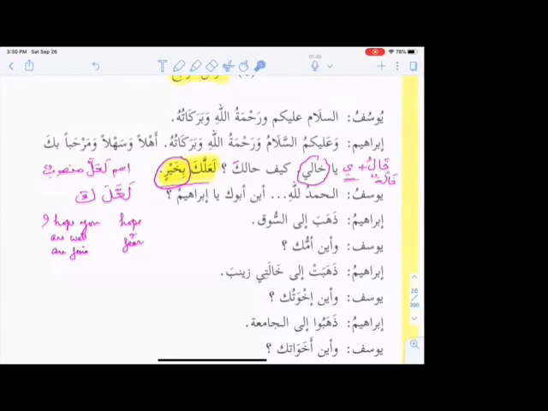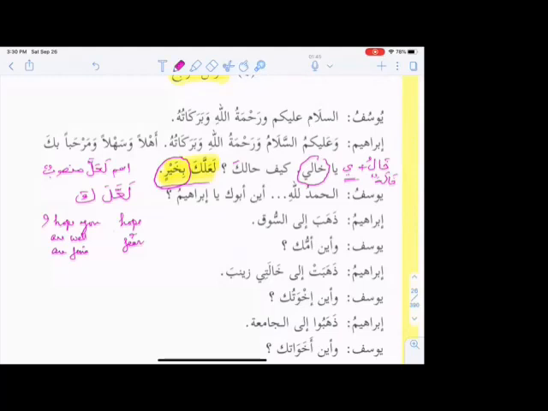وَأَيْنَ أُمُّكَ, and where is your mother? So now see, ذهبت إلى خالتي زينب. She went to my khalati Zainab. Okay. Why is there a fatah here? Not kasra, mamnu min sarf. I want to analyze it in a brief way, my brothers and sisters.